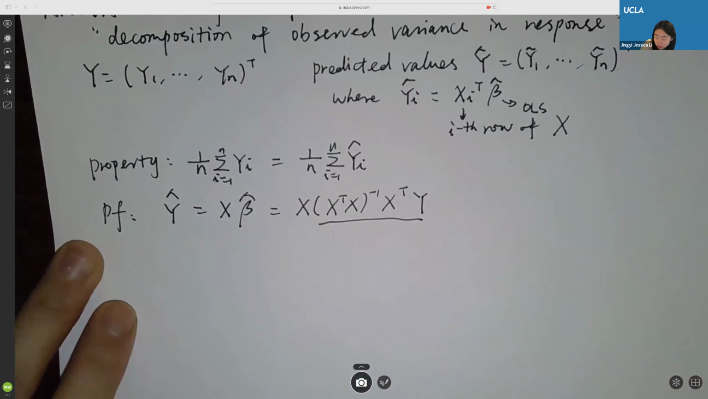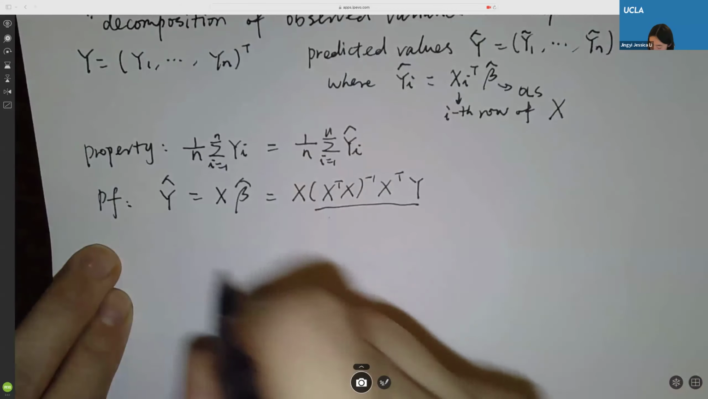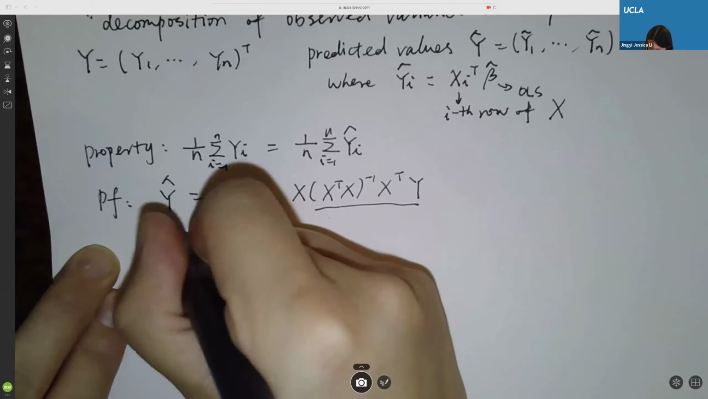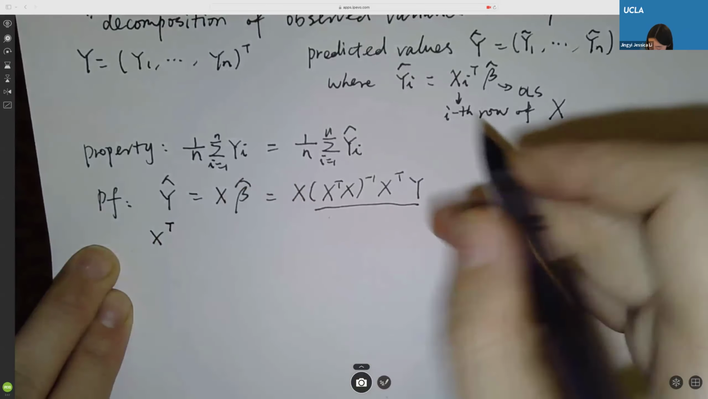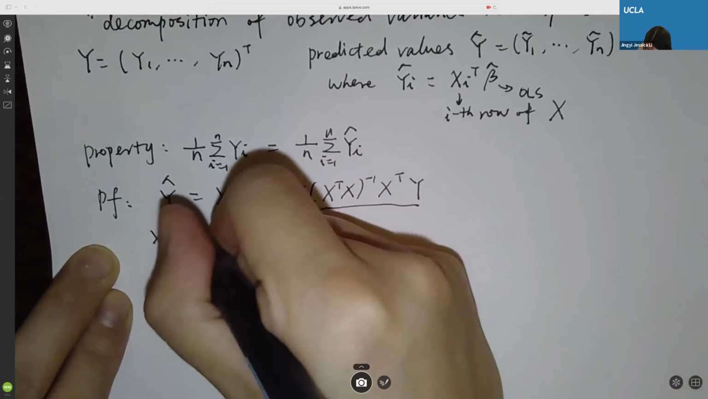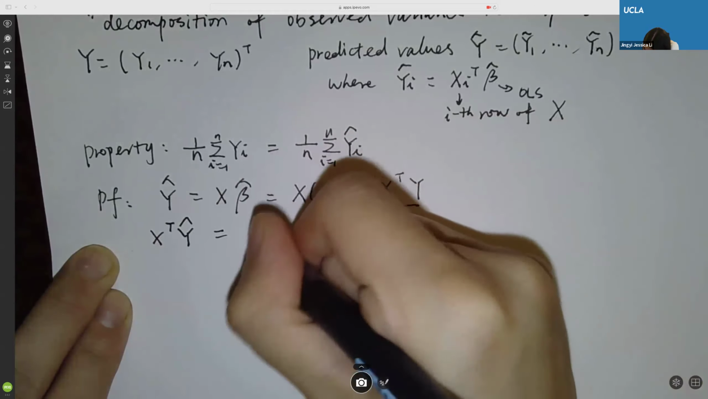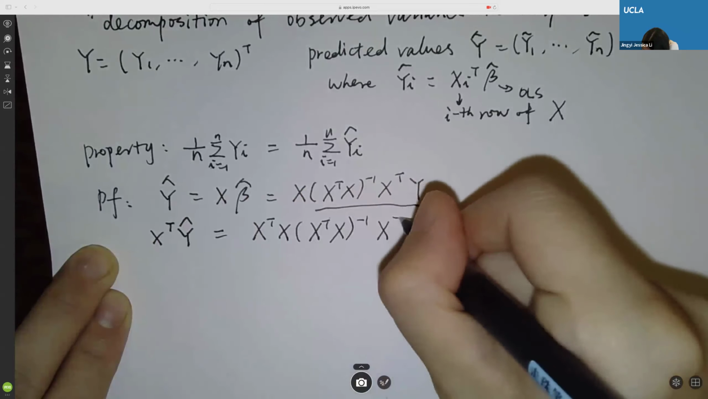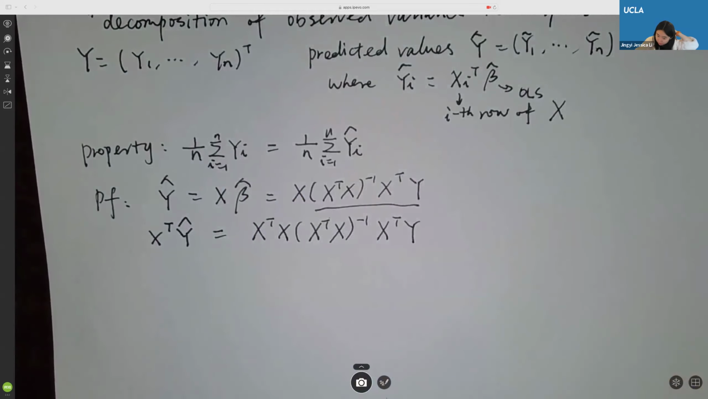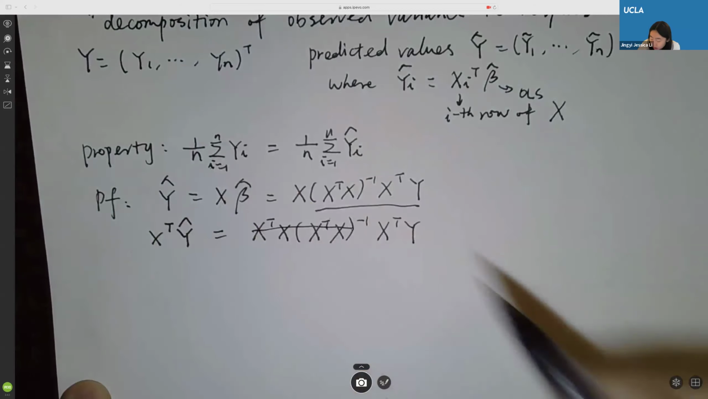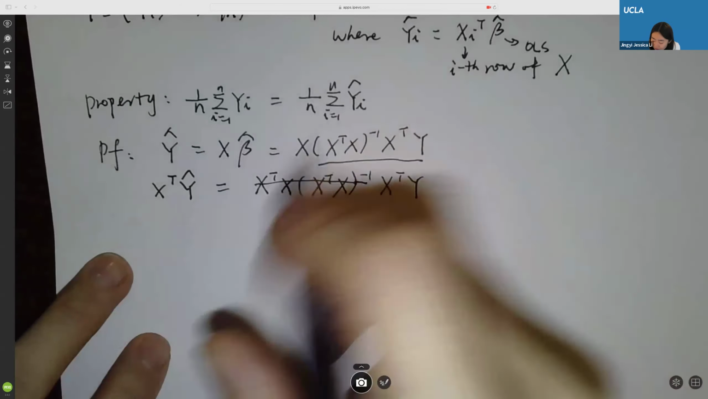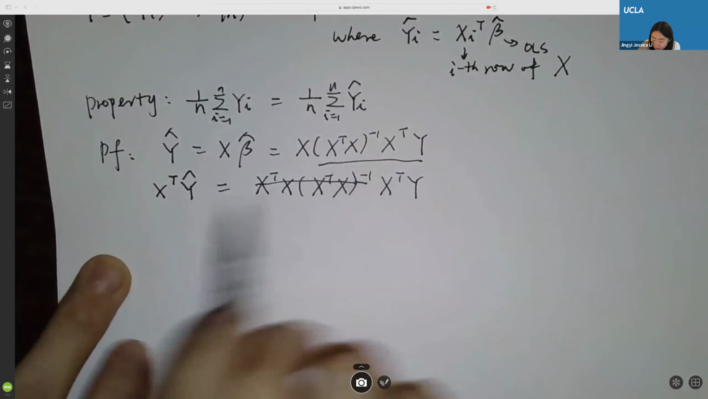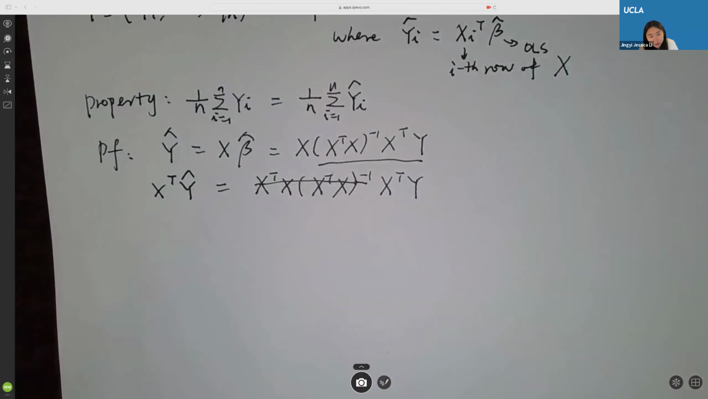So you see with this, if I multiply x transpose to both sides, I will get x transpose y hat equals x transpose x (x transpose x) inverse x transpose y. All right, and I will have a cancellation here. So what this tells me is that x transpose y hat equals x transpose y.